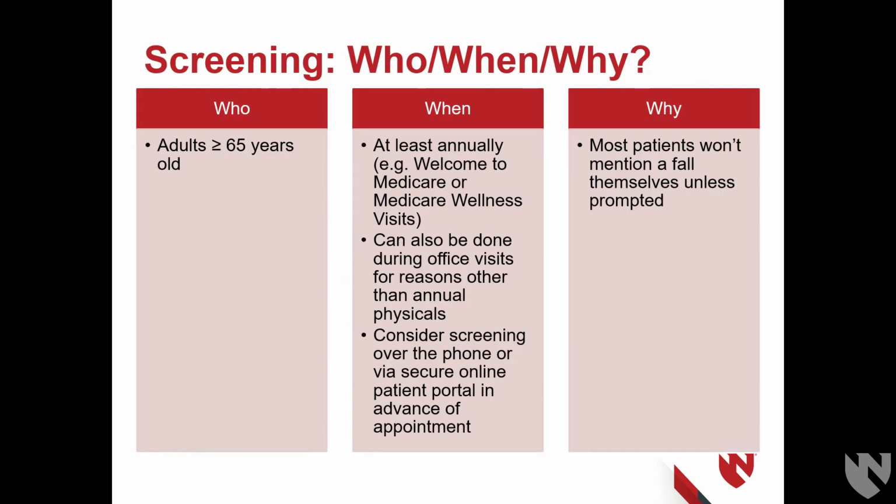What does the evidence recommend for screening in terms of who, when, and why? The Centers for Disease Control recommends that all older adults are screened at least once per year. This is often done as part of an annual physical, such as the annual Medicare wellness visit, or it can also occur when the patient happens to come in to be seen for something else. Screening can be done prior to the appointment, such as over the phone or sending questions to the patient in advance through secure online patient portals.